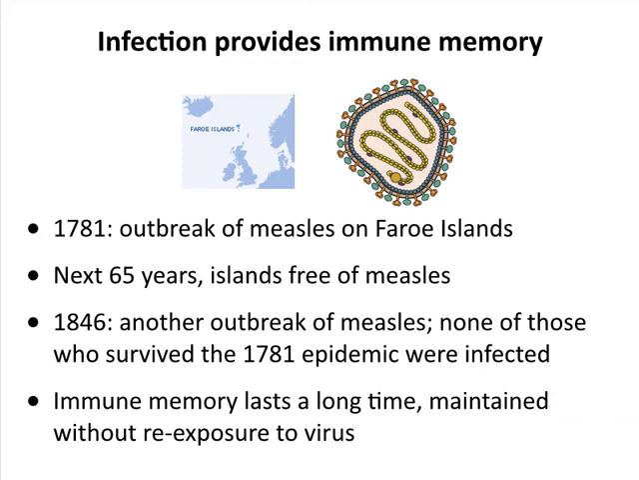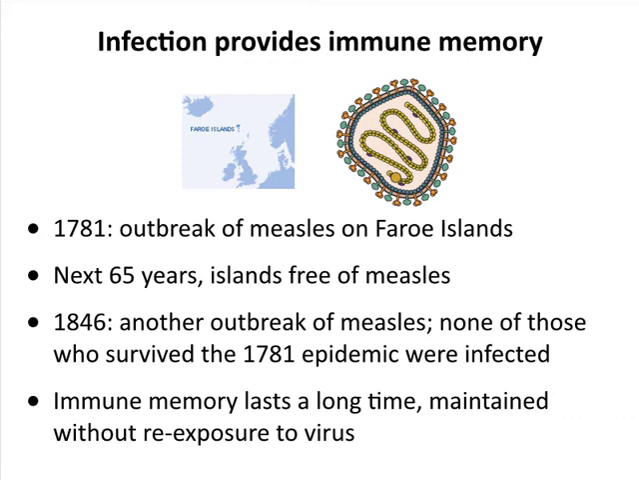So here's a natural experiment done many years ago, which demonstrates immune memory. This was done on the Faroe Islands, which are here. This is the United Kingdom and Europe. Those are the Faroe Islands. So at one time in history, you couldn't get there very easily. You had to take a boat, and there weren't any boats that went to these islands. In 1781, this was studied by an epidemiologist.